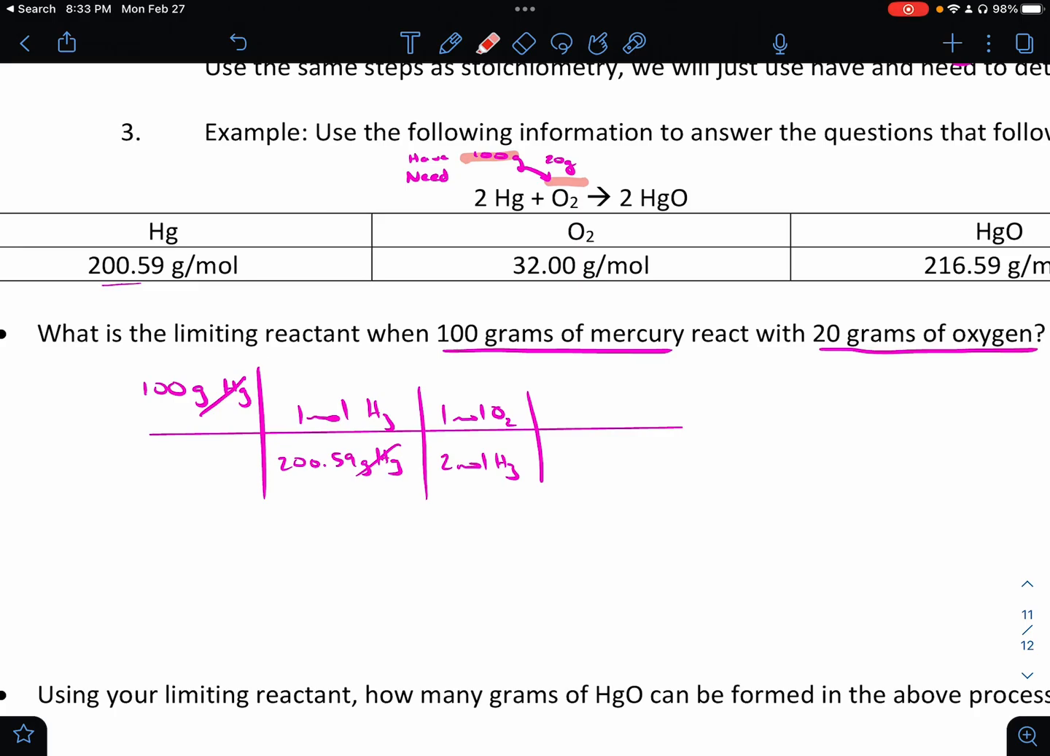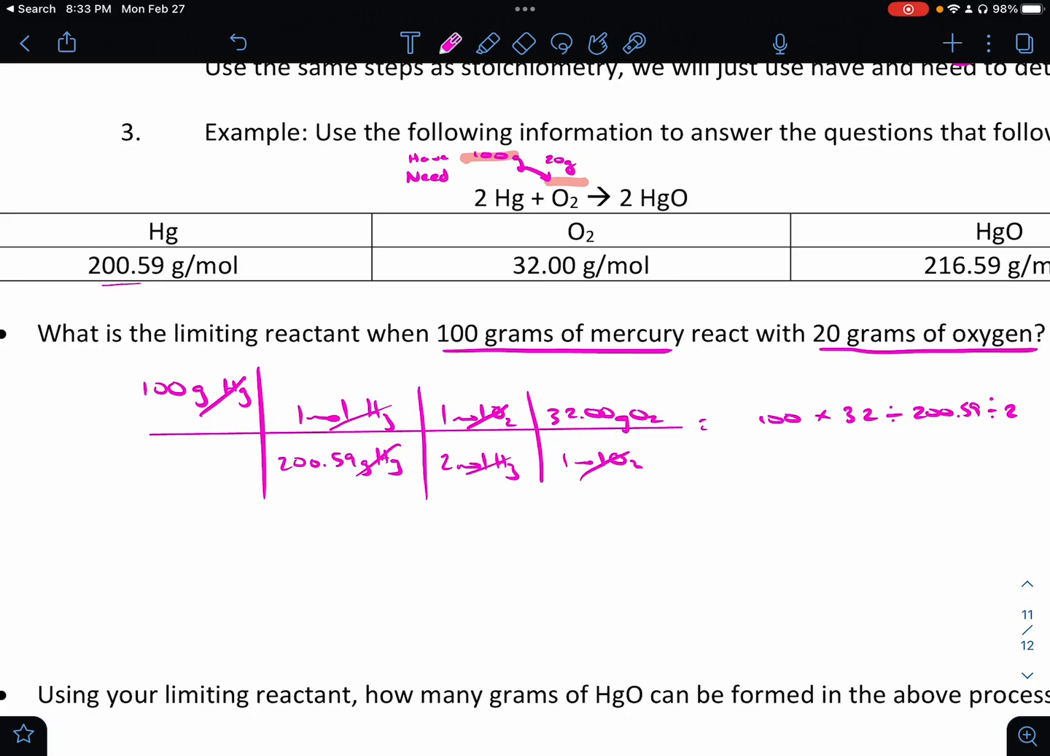Our next step then is to multiply by the molar mass of O2. So we're going to put 32.00 grams of O2 right there, over 1 mole of O2. All right, we're ready to math it up. We're going to take 100 times 32 divided by 200.59, and then we're going to divide by 2 as well to give us our answer.